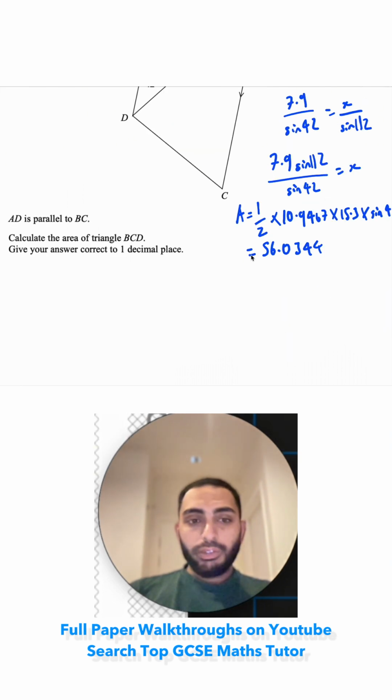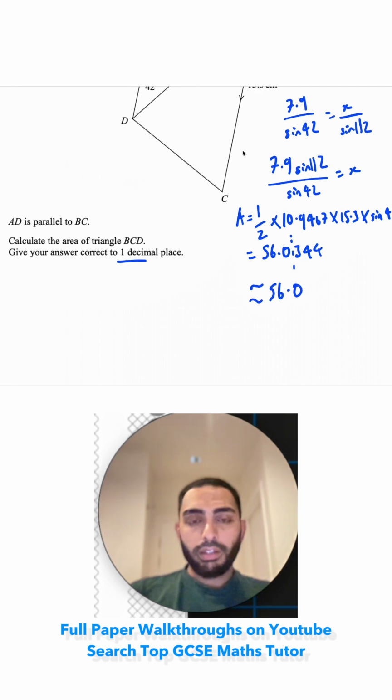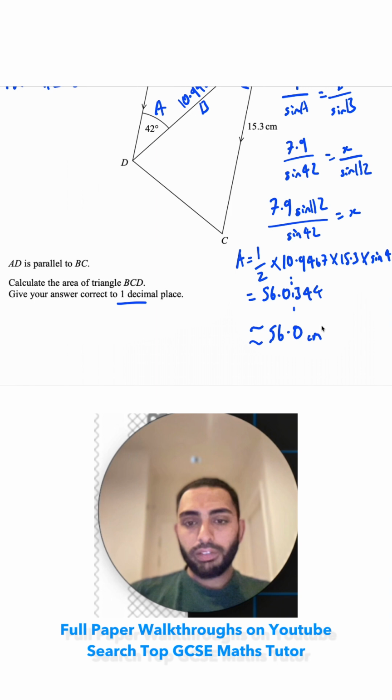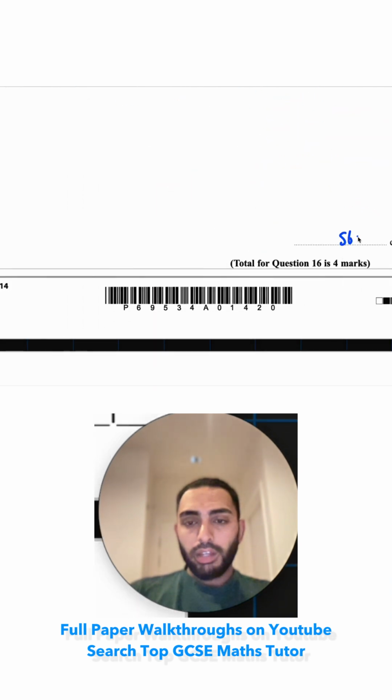56.0344. We want to round it to one decimal place, so our line would go here. It's going to round down to 56.0, so 56.0, and the units were in centimeters, and it's an area, so centimeter squared. And you would have to write the 0.0 because we want it to one decimal place.